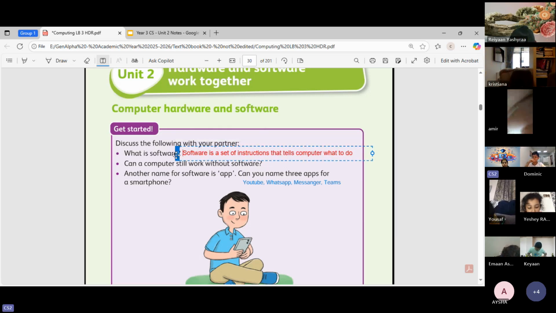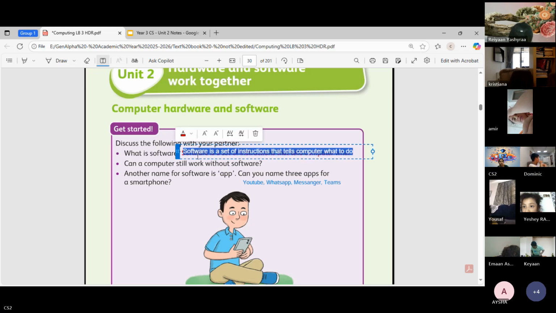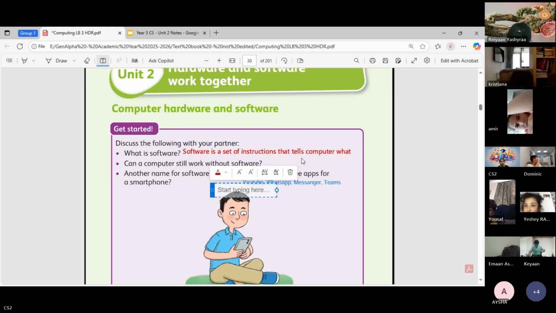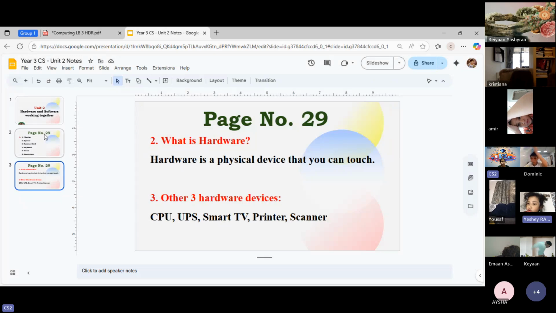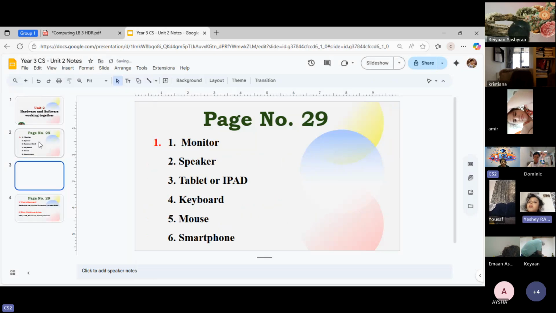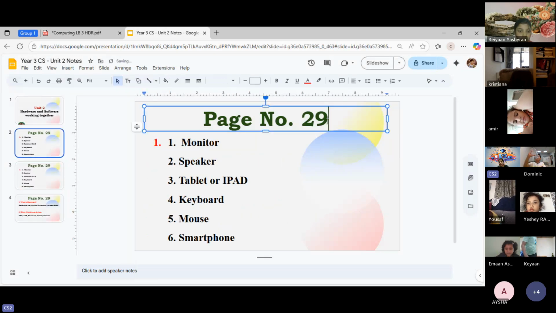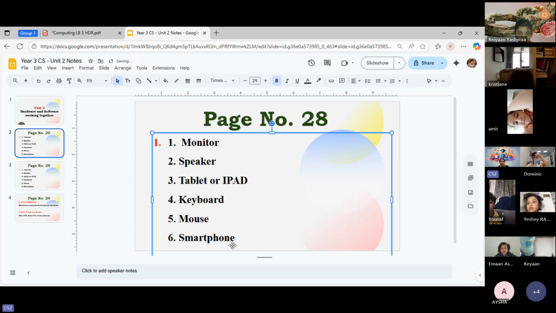So this is the definition of software. If I want, I will put that here itself. See here, I will mention it as page number 28. Page number 28. And the first question is, what is software, right?